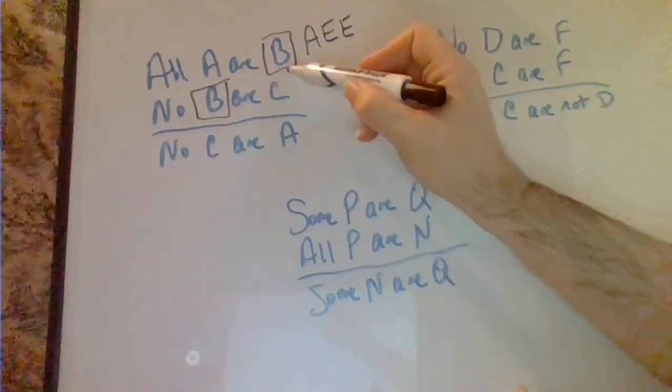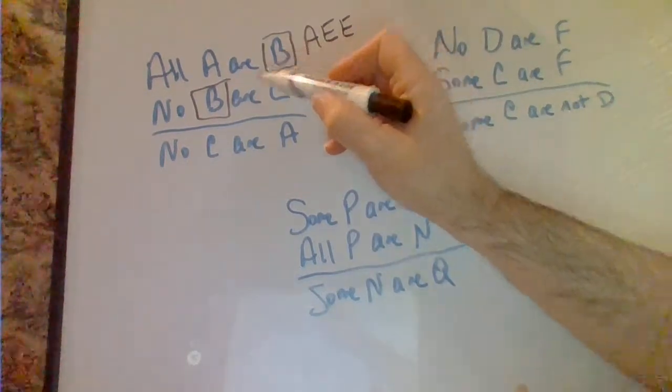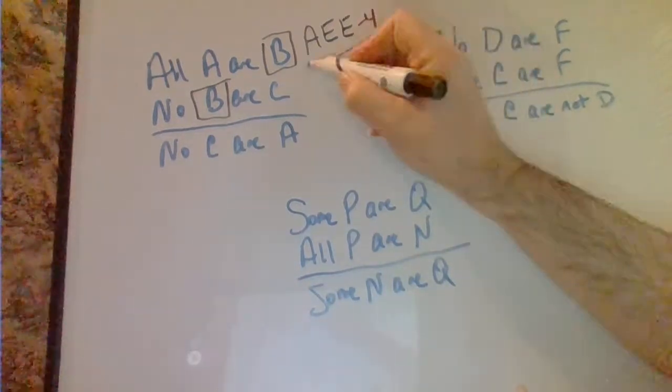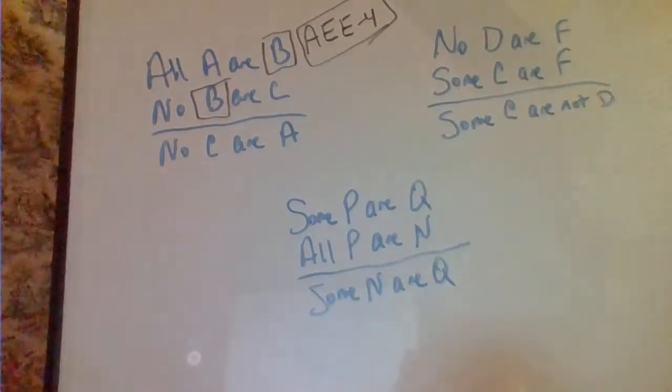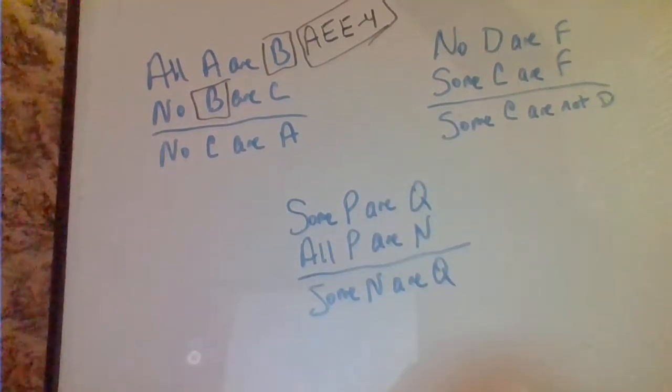And we can see that that middle term, that letter B, is found in the predicate of the major premise, the subject of the minor premise, so that's a figure 4. Okay? AEE figure 4. And that's that syllogism.